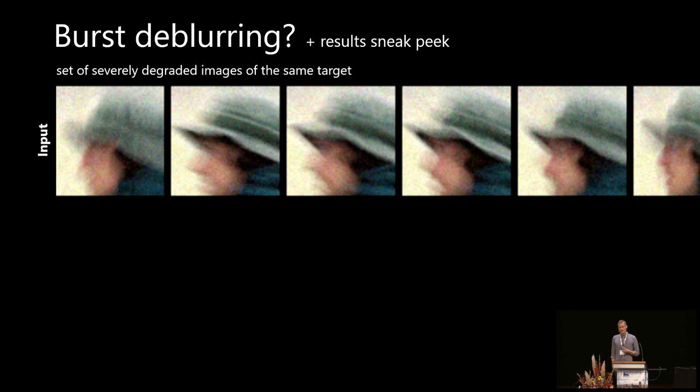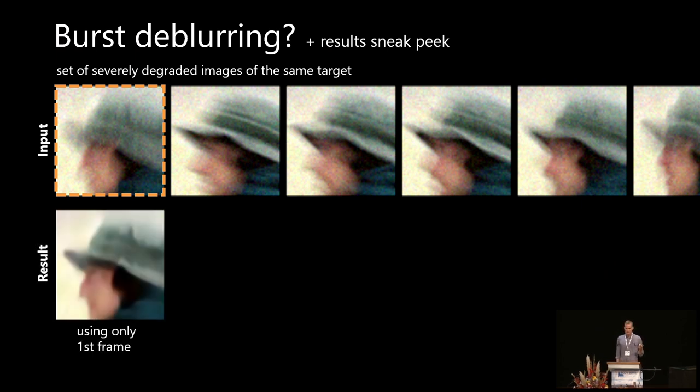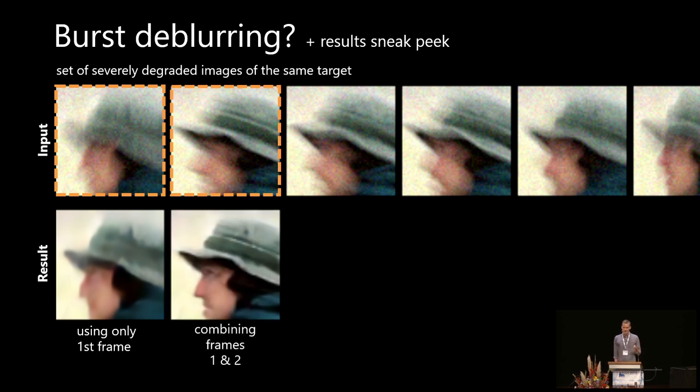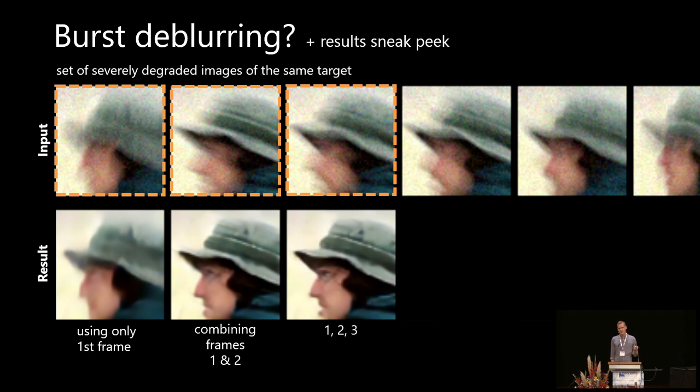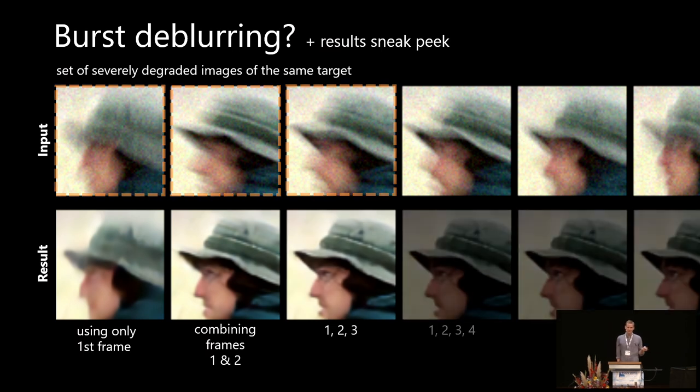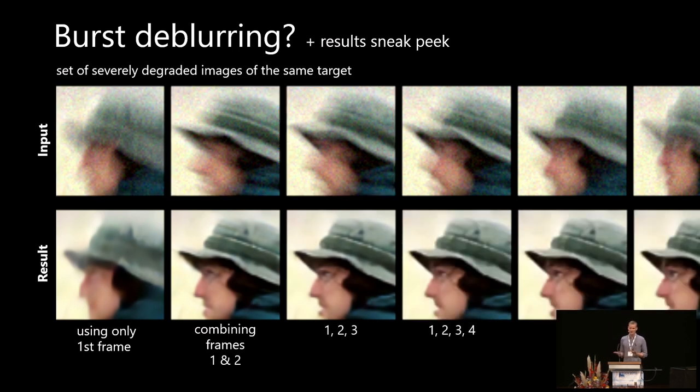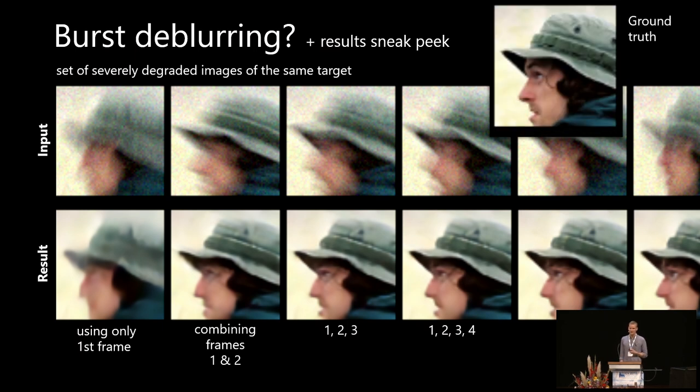I'll show a sneak peek of our results to illustrate this. If we just feed the first image to the network, we get a result like this, which is so-so. There's not much to work with. But when we feed the two leftmost images simultaneously, we get this result, which is already much sharper than either one of the inputs. As we keep feeding the images, more detail is resolved, of course with diminishing returns. And here's the ground truth. That was synthetic. I'll show real data later.